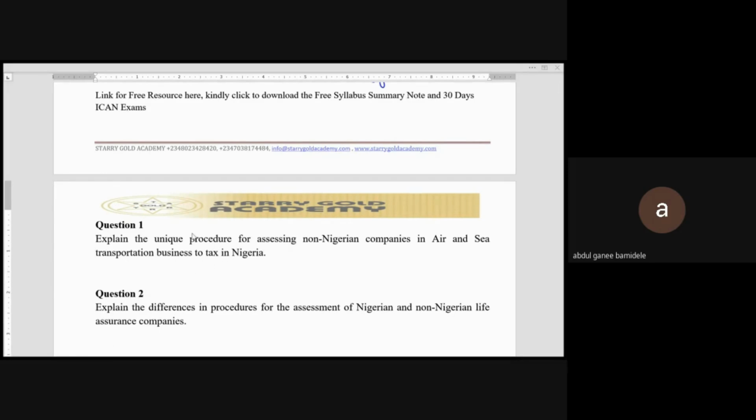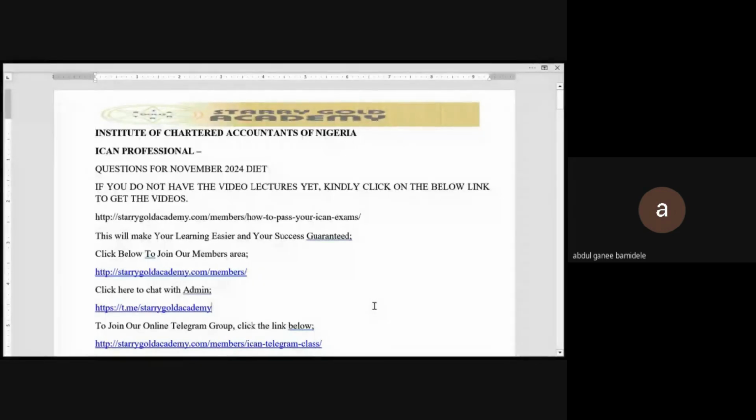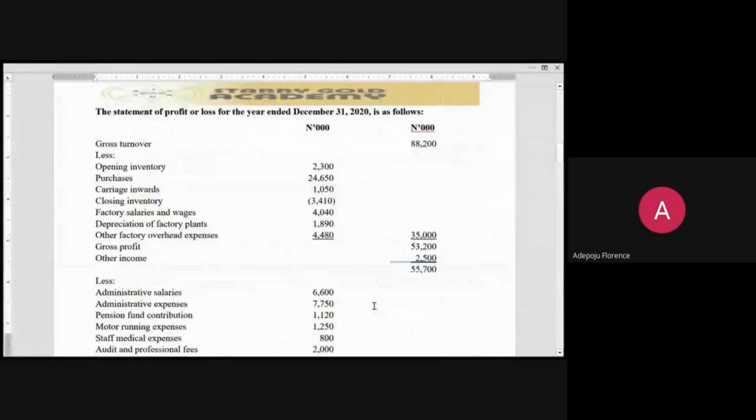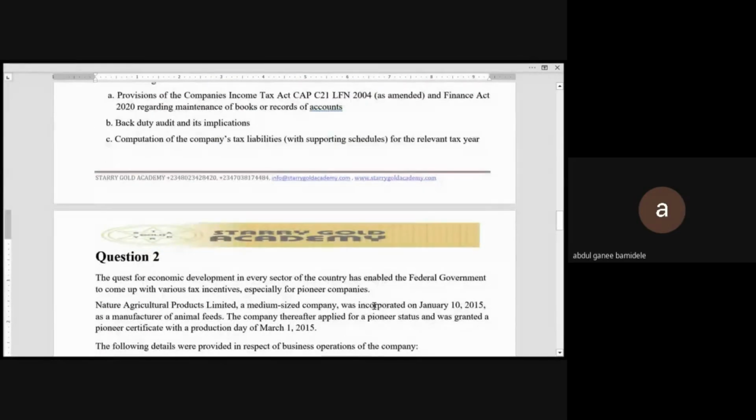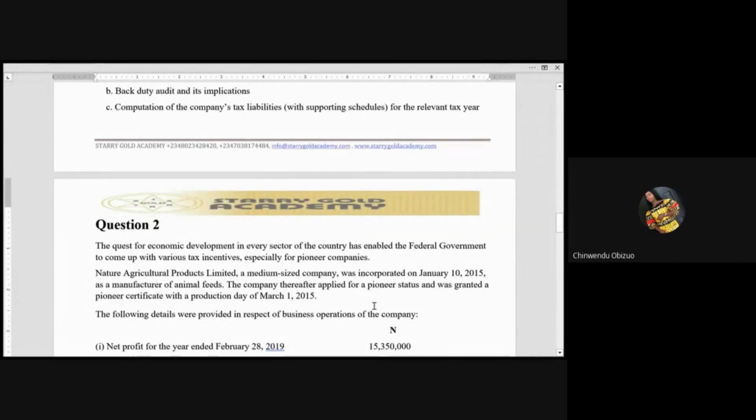So let me open the question from here so that we can speak to the facts. Let me know when you can see my screen. Yes. Can you see my screen? Question two, right? So you are talking about question two.